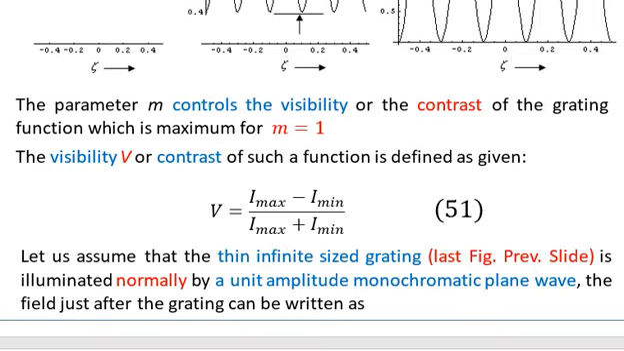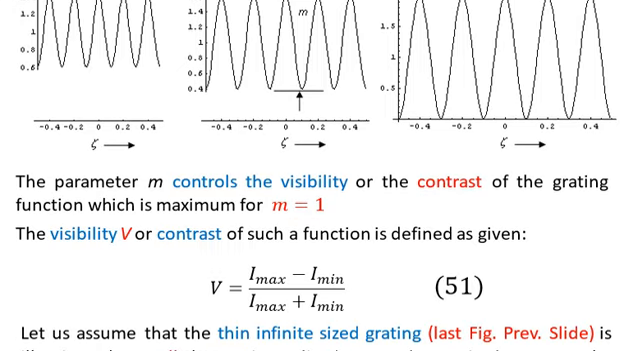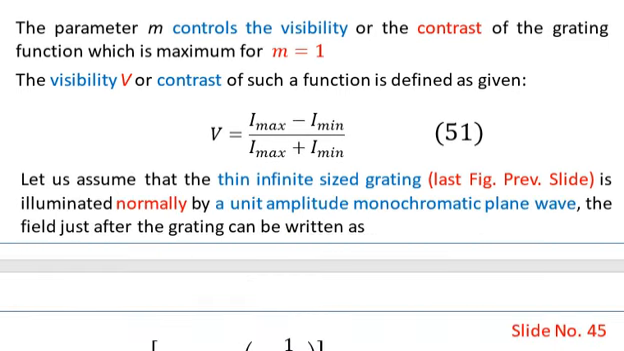The parameter m controls the visibility or the contrast of the grating function, which is maximum for m is equal to 1. So the visibility cannot exceed 1, and the maximum value for m is equal to 1. The visibility V or the contrast of such a function is defined as given below. So this is the visibility: V is equal to I max minus I minimum over I max plus I minimum.